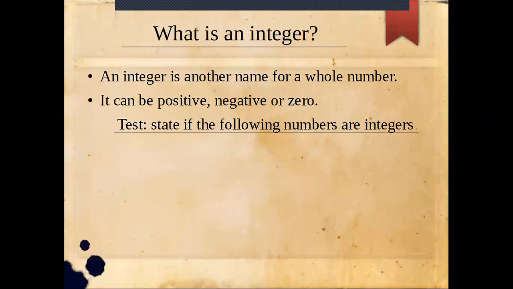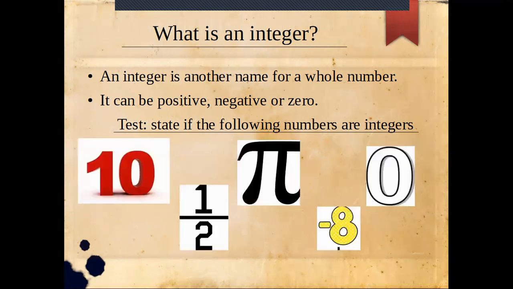So, what is an integer? An integer is another name for a whole number. It can be positive, negative, or zero. So we've got a test now. State if the following numbers are integers. Pause the video, have a go at it, and then resume the video when you're ready to go through the answers with me.